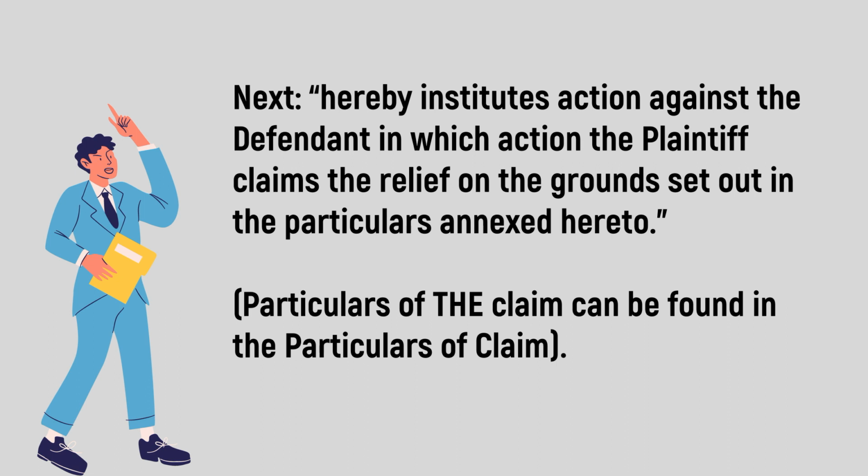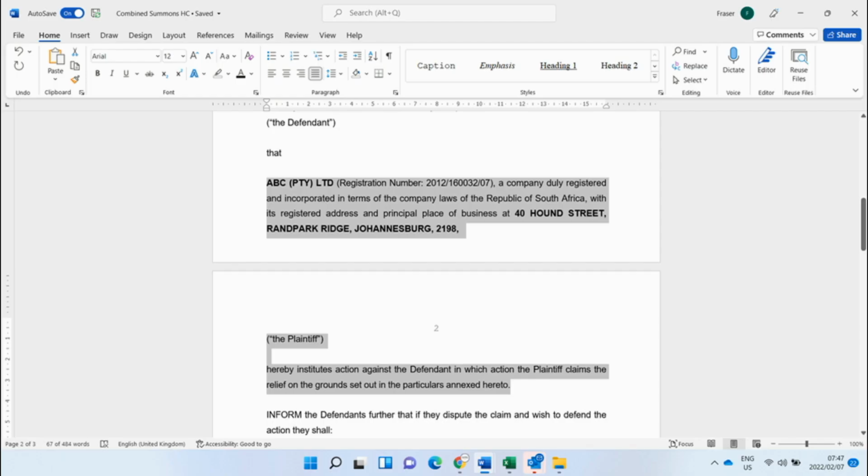So, instead of setting out the brief particulars in the summons, like we did in the simple summons, we will merely instruct the sheriff to inform the defendant that he can find the particulars of claim in the annexure to the summons being the particulars of claim. The plaintiff's citation and reference to the particulars of claim will look as follows.